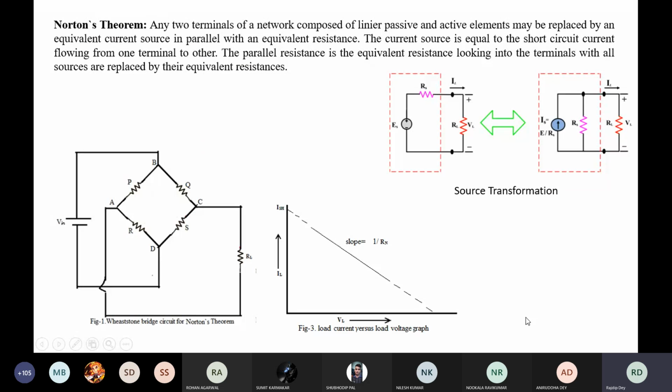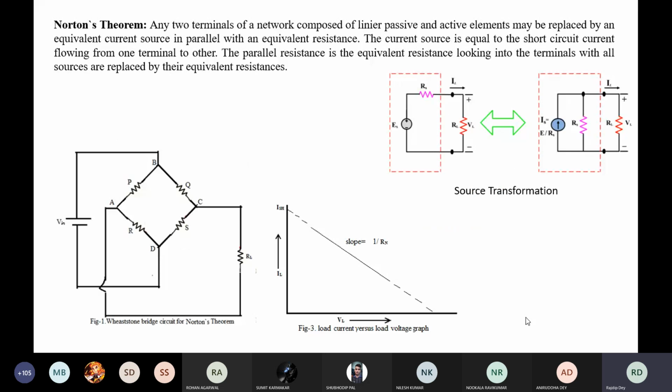So everybody knows what Norton's theorem is. I'll not explain that; I'll only explain its objective. The objective of Norton's theorem is that any complex DC circuit can be replaced by a current source and a parallel resistance. So in figure 1, you can see it's a complex bridge circuit. If we remove the load, that means if we remove RL, this bridge circuit can be replaced by a current source and a parallel resistance. And that is shown here in figure 3.